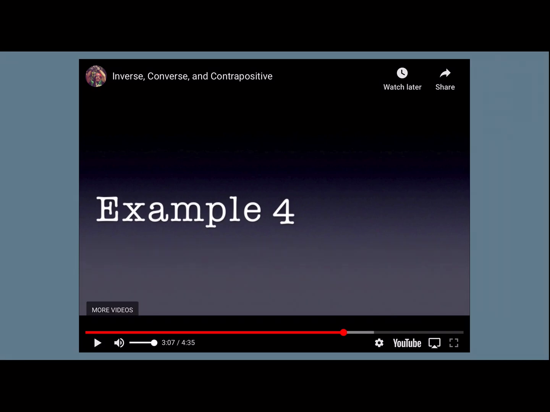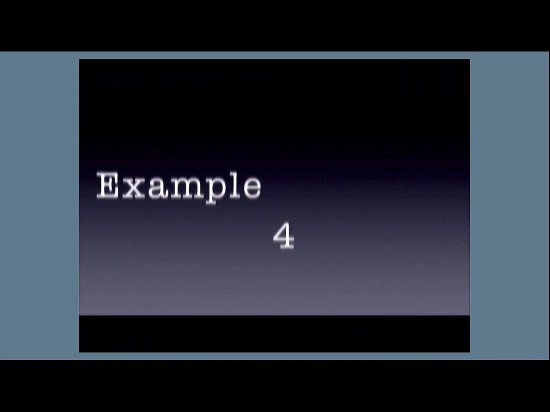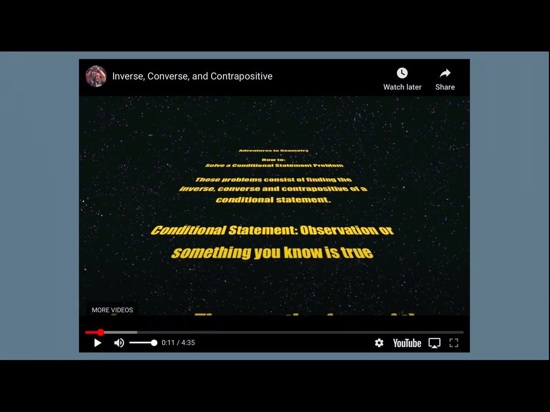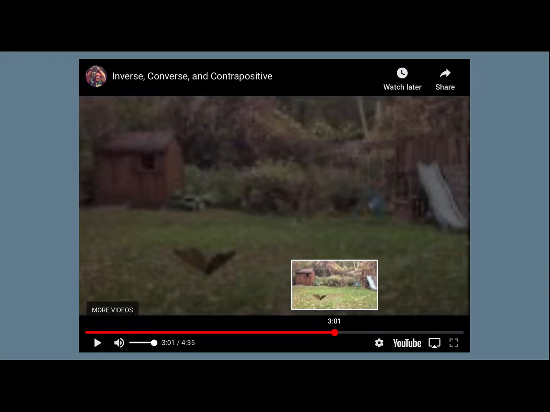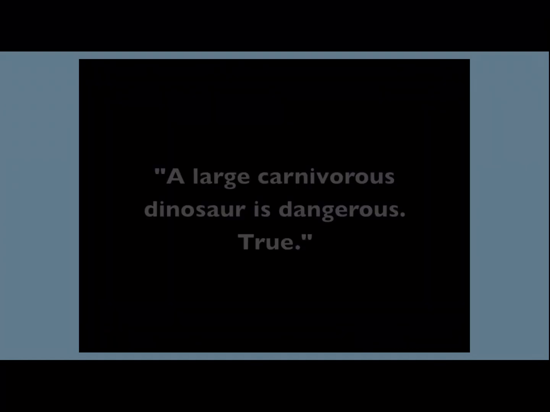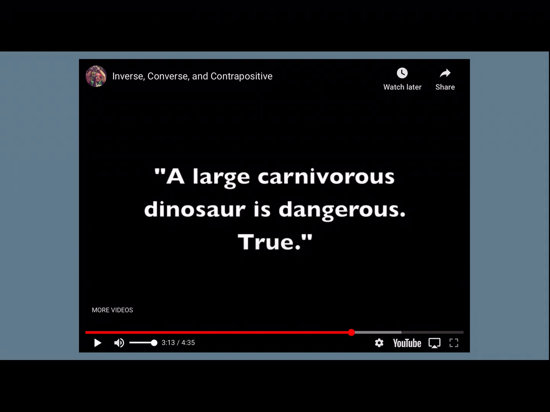Okay, and here we have an example that's going to put all four of those things together. So here's our statement. Sorry about that, I fast forwarded it. So our conditional statement here is a large carnivorous dinosaur is dangerous. And if we turn that to an if-then, right? If there is a large carnivorous dinosaur, then it is dangerous. And we're going to take that statement and we're going to do the inverse, the converse, and the contrapositive with it. Go ahead and watch.